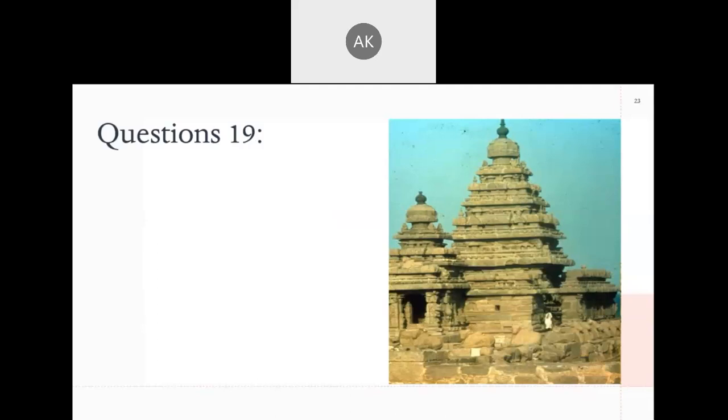Okay, question number 19. Again, this is the same question which we discussed in the verbal assignment, belonging to the monolithic and non-monolithic temple structures. This is one of the non-monolithic temple structures. It is not built out of a single stone, but has been built by assembling several stones through the interlocking method. So what would be the correct answer for this?